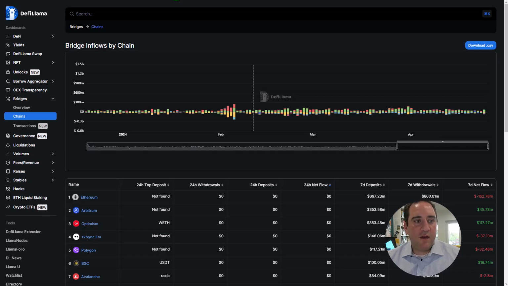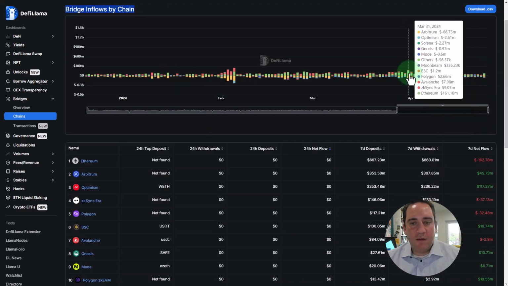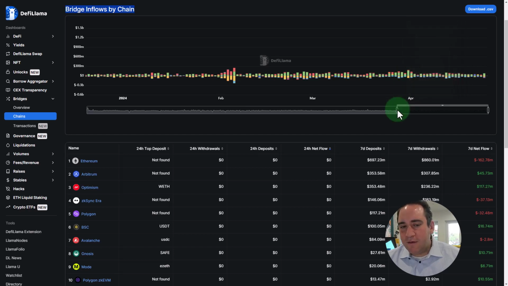So within, you can look at the bridge inflows by chain and also just keep an eye on what you see. So for here, we can see that back in April, on March 31st, 66 million was shifted out of Arbitrum and 161 million was bridged back to Ethereum, right? The main mothership. So that's interesting. It's an interesting trend. And something to just keep an eye on.